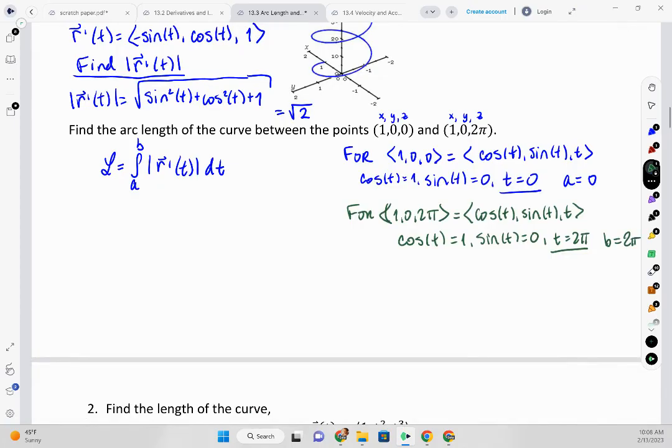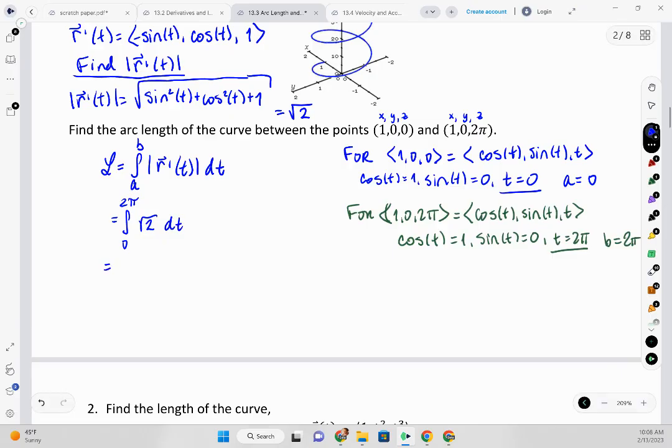Now, just a really quick check, if t is 0, cosine of 0 is 1, sine of 0 is 0. So in that first point, that works. If t is 2 pi, cosine of 2 pi is 1, sine of 2 pi is 0. So it works in all the components. All right, so let me go ahead and plug in these values to my integral. I have the integral from 0 to 2 pi. The magnitude of r prime was the square root of 2 dt. And that's a nice simple integrand.